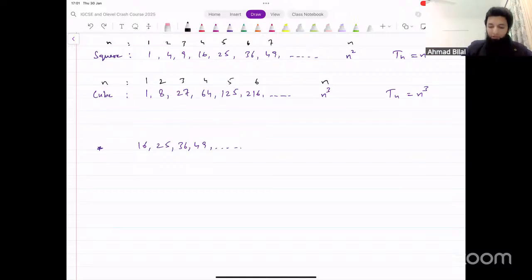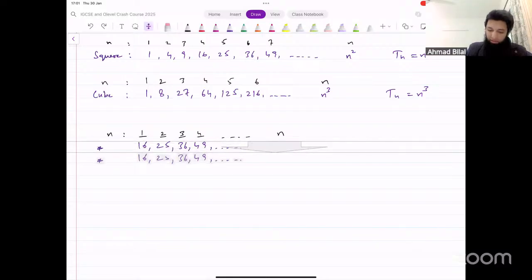What we can do is write the position of each term. Let's write it down like this. This is the first term. This is the second term. This is the third term. This is the fourth term. And you have the next terms after this. We want to see when it's the nth term, what should we write here? That will be the nth term formula, right?